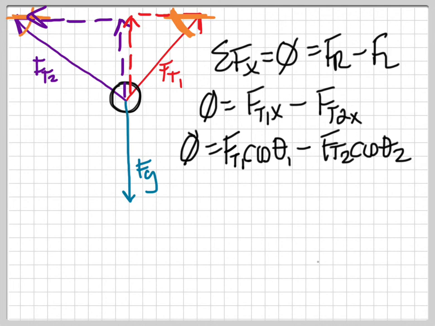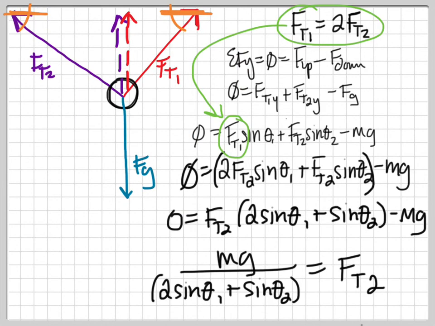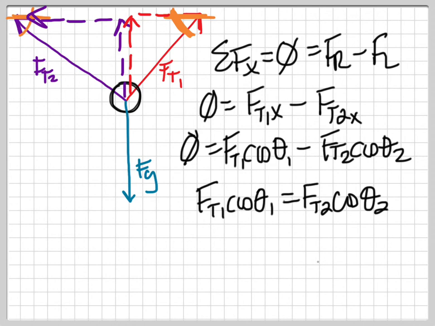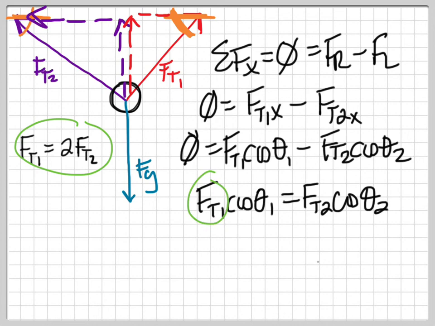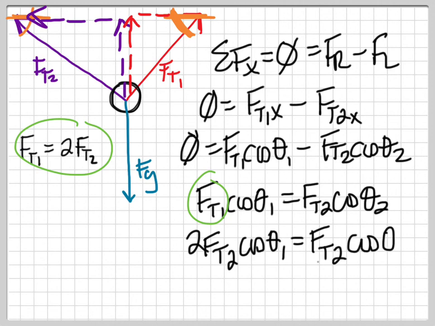Well, can you get those across the sign from one another? Of course you can. Don't be ridiculous. FT1 cosine theta 1 is equal to FT2 cosine theta 2. I'm going to come back here and borrow this piece because that's going to be critical. Copy, paste, just as a reminder. So that means we can substitute something for this, so we can eliminate a variable. Okay, so that gives us 2 FT2 cosine theta 1 equals FT2 cosine theta 2.